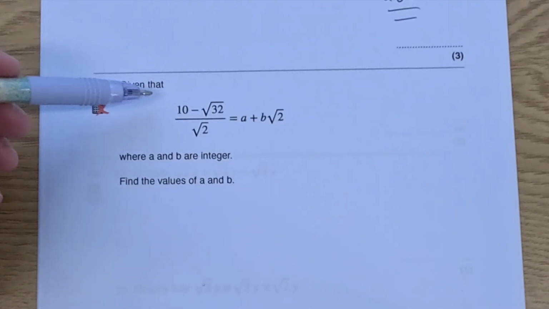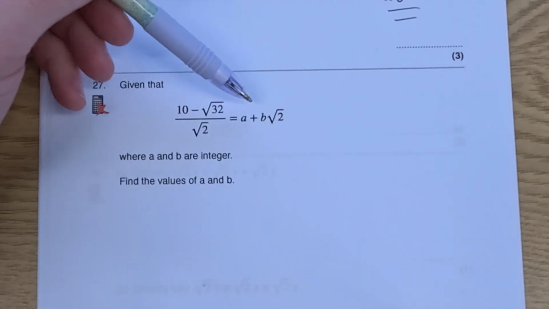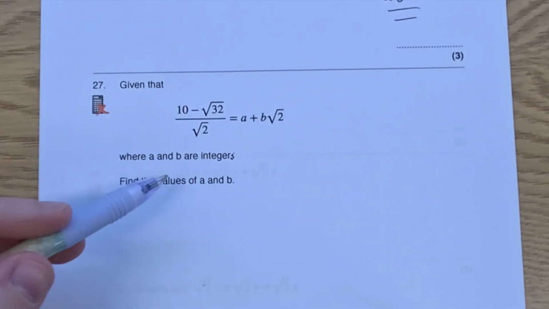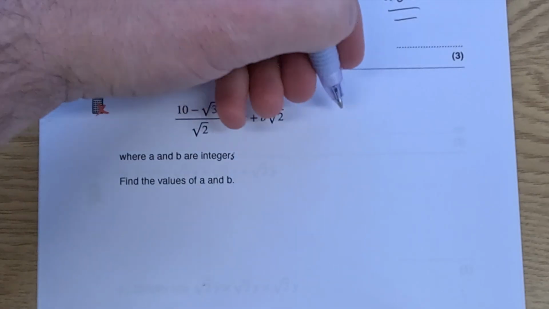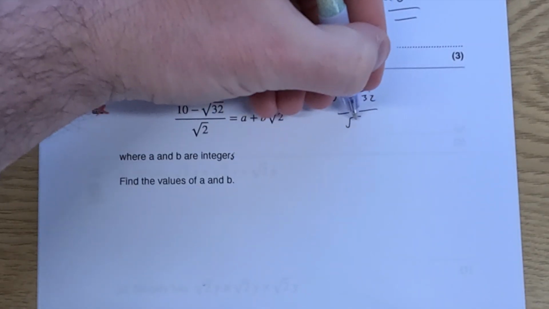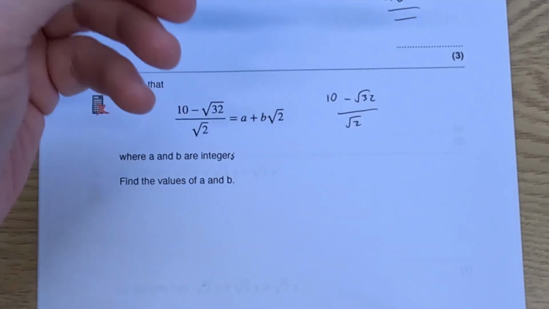So the question says, given that 10 subtract root 32 over root 2 is equal to a plus b lots of root 2, where a and b are integers, find the values of a and b. So we need to find the values of a and b. So let's start off with this left-hand side. We've got 10 subtract root 32 all over root 2. Now I'm going to simplify this root 32. So let's simplify root 32.